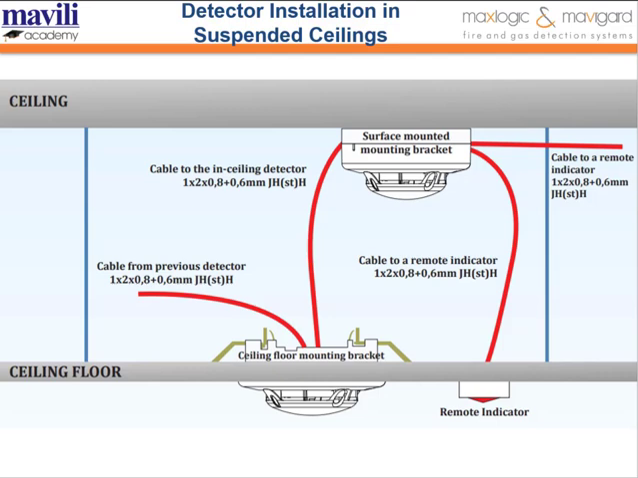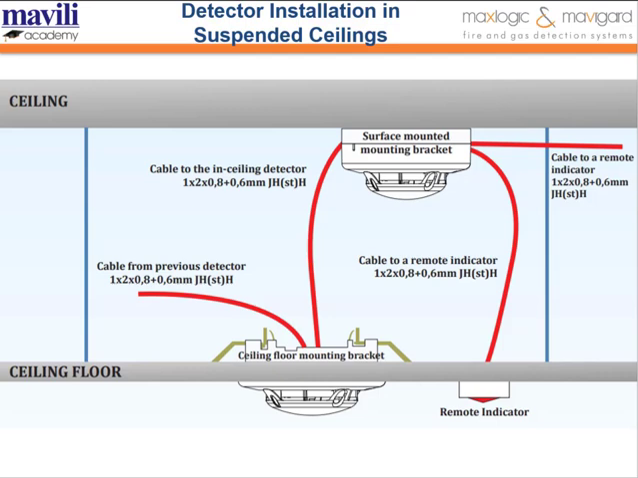Since detectors installed in the suspended ceiling will remain hidden once the ceiling panels are closed, it must still be possible to identify them from outside. For this reason, a remote indicator should be installed outside the suspended ceiling and connected to the detector. This indicator helps us locate the detector and understand its status.